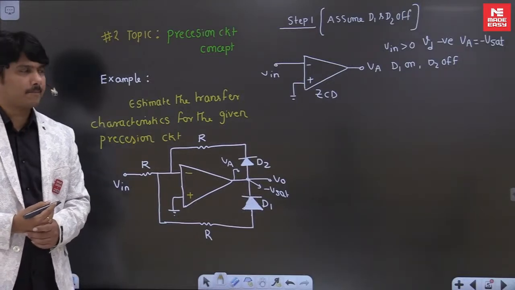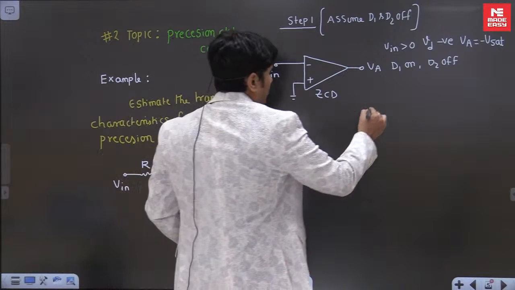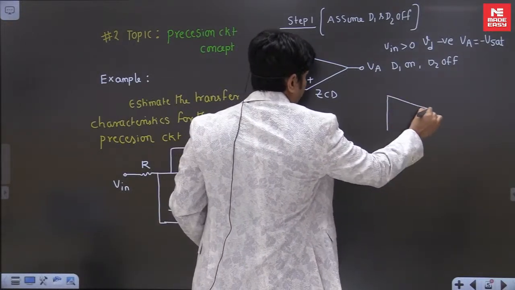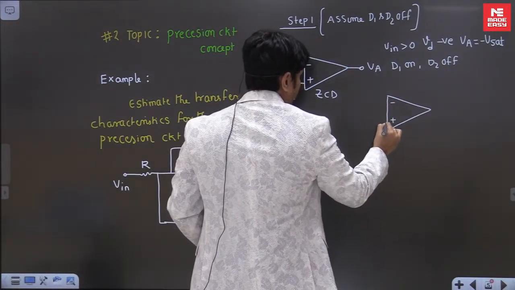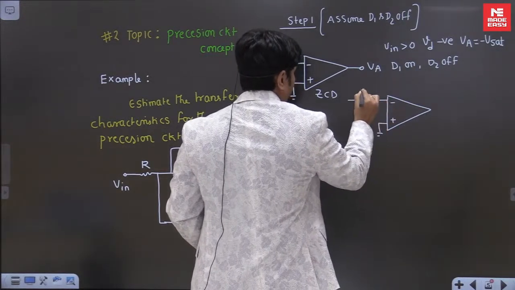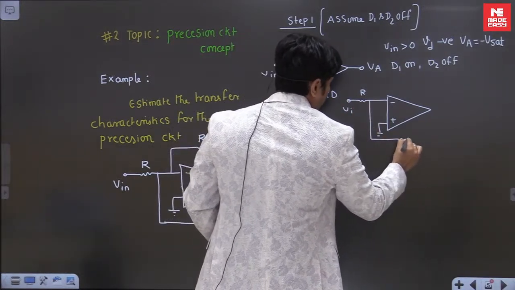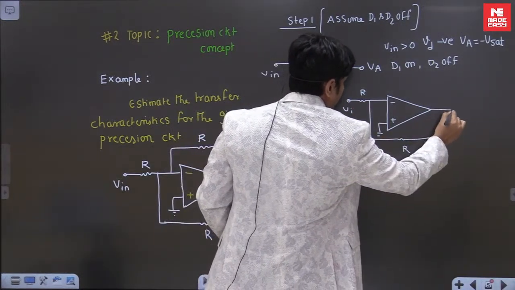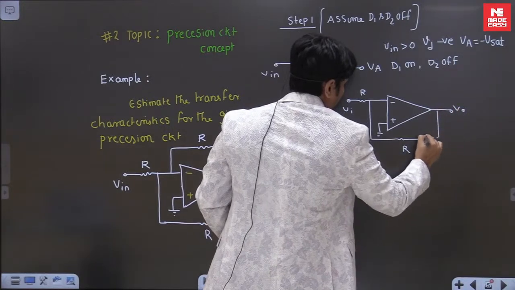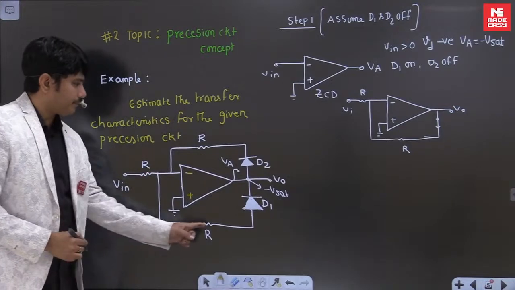Okay, it's very clear, I'm expecting. So write this model according to the concept. Your model looks like this. This is minus, plus is grounded. We have a resistor here, R. This is Vi. And we have a resistor R here. And this is your output. This is a short circuit. So this is the loop we have.